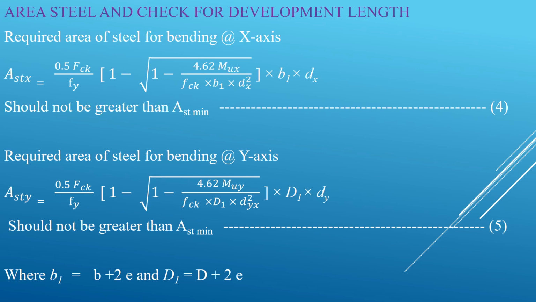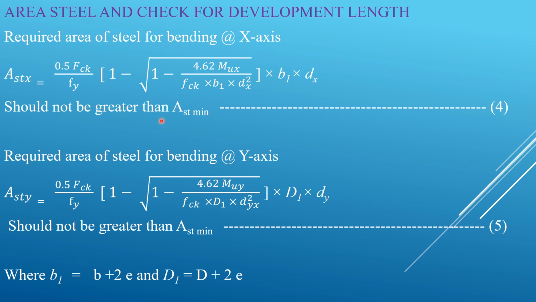The area of steel and check for development length. Required area of steel for bending about x-axis is expressed by the formula, that is AstX is equal to 0.5 times fck divided by fy, in the bracket 1 minus under root 1 minus 4.62 MuX divided by fck B1 into dx square, bracket close, B1 into dx.